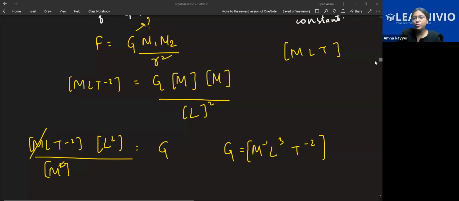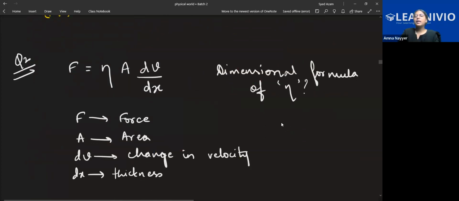Okay, let's move to the next question. See, now this is again a formula given. So this formula is F is equal to, the symbol is pronounced as eta. So F is equal to eta A dV over dx. Now let us see what these variables are.